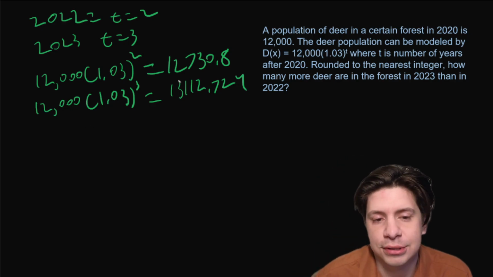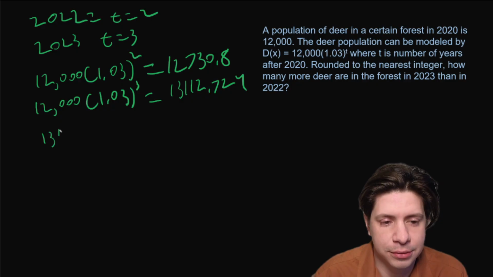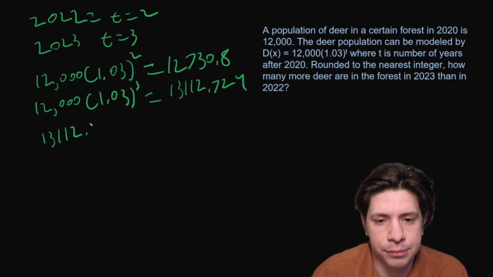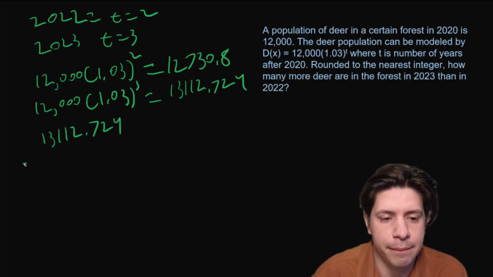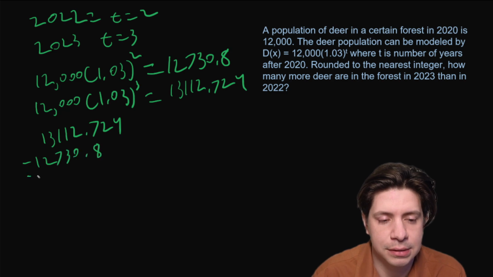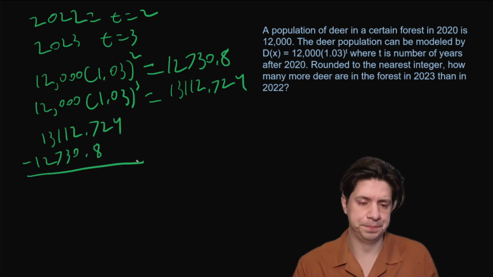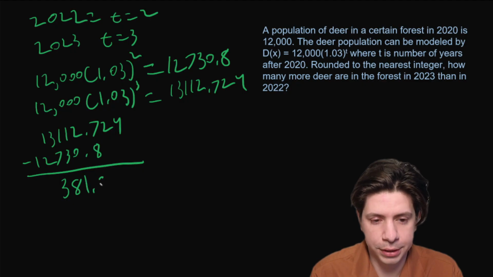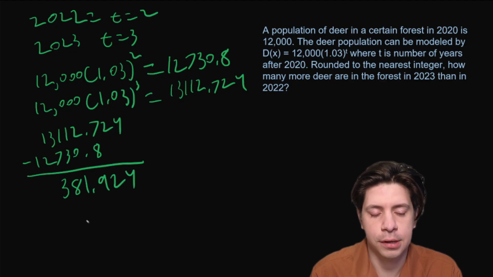And now you're going to subtract them to find the difference, right? So you'll do 13,112.724 minus 12,730.8. And that's going to give you 381.924, which when you round gets you 382.